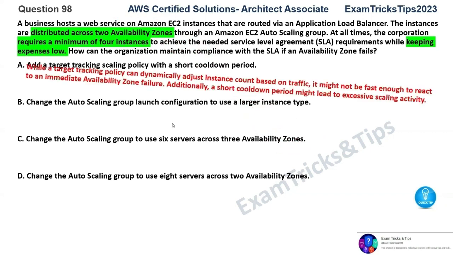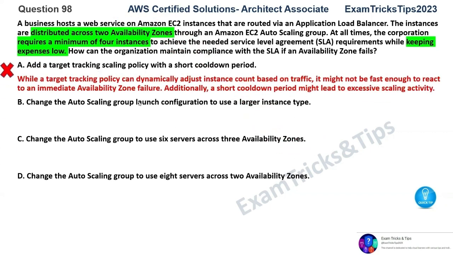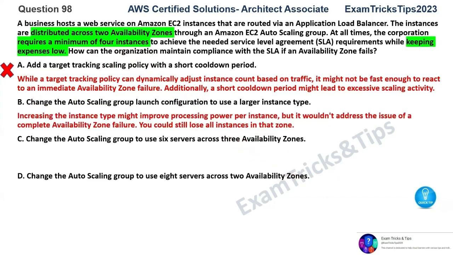The next one, which is incorrect, is option B. It says, let's change auto scaling launch configuration to use larger instance type. Larger instance types is most likely the most incorrect option in an AWS scenario, because they don't want you to vertically scale an instance. This might just give processing power per instance, but it's not going to solve the issue if a complete availability zone fails. However powerful the instance may be, if the zone fails, all your powerful instances are gone. So that's not a useful one.